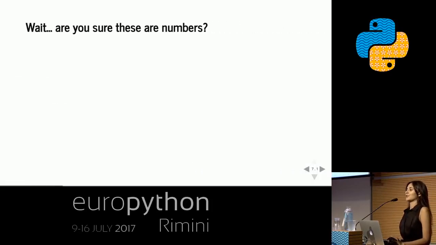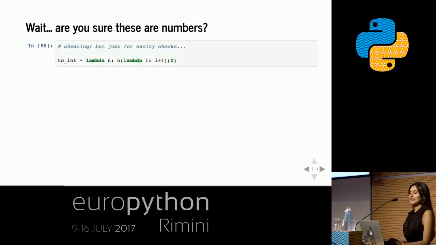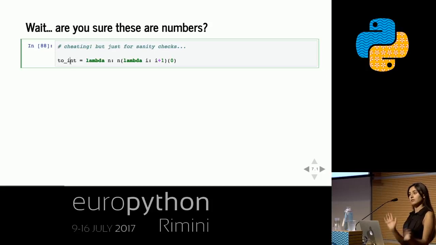Now, so far I've been asking you to just trust me, but you probably want some kind of proof. So we're gonna cheat just to do some sanity checks here. We're gonna make an int converter that'll take a lambda number and convert it to a Python int. We're gonna take the number n, and pass it a function that adds 1 to some integer i, and we're gonna start it off with the integer 0.